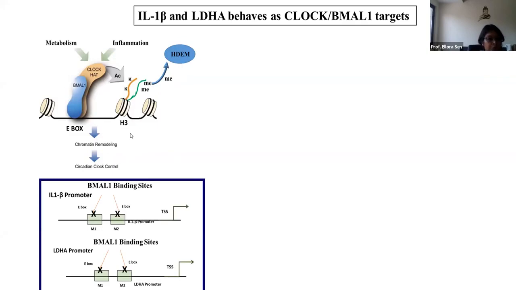Interestingly, what we find, and it was very exciting when we first found it, is that both the IL-1 promoter and the lactate dehydrogenase promoter do have E-box sites on their genes. So that is kind of indirect proof that IL-1 and lactate dehydrogenase can be BMAL1-clock targets, but we had to prove it.